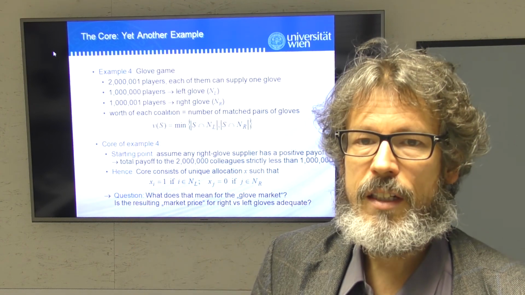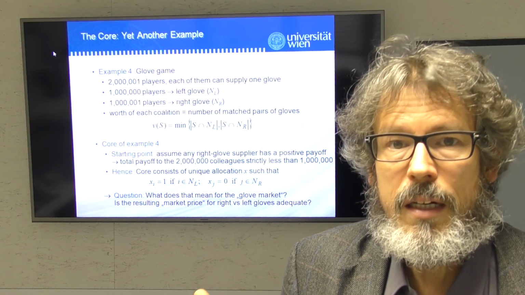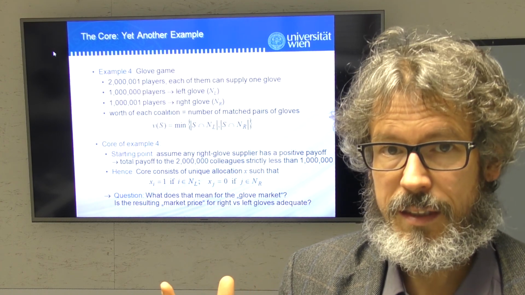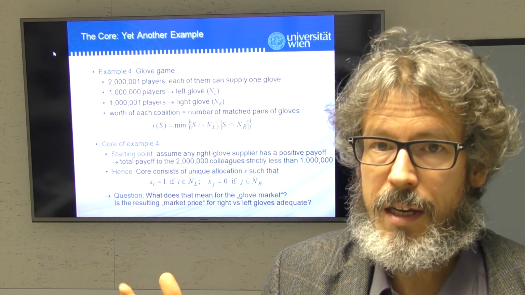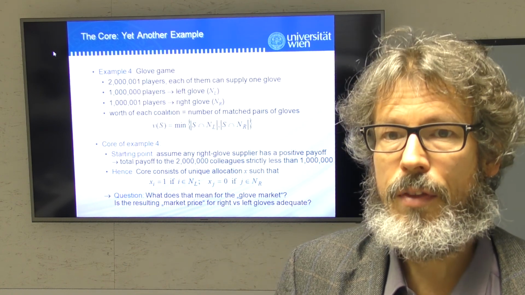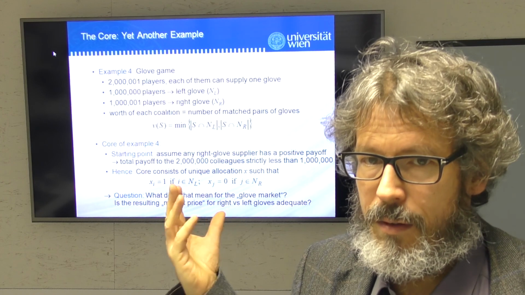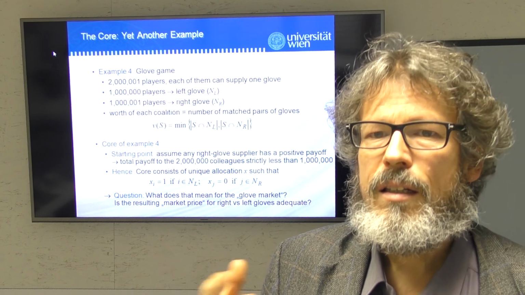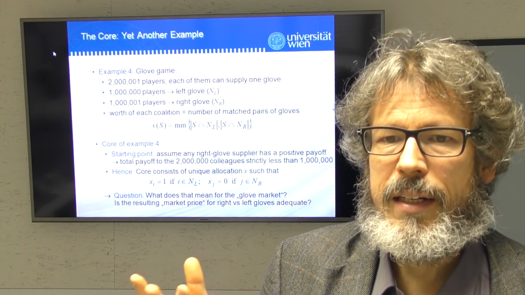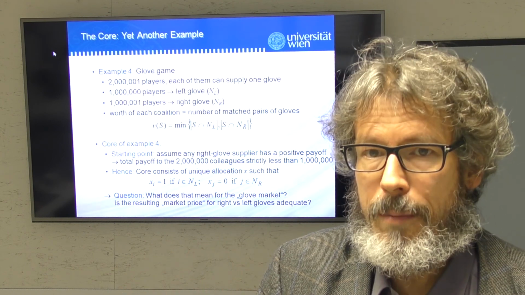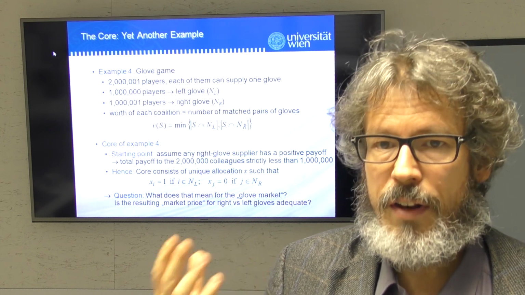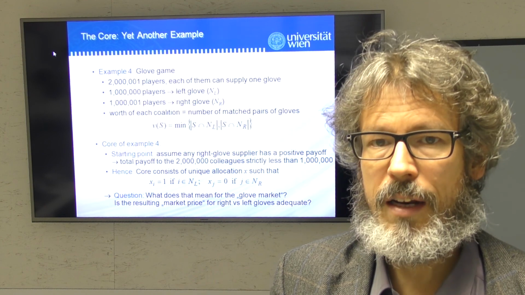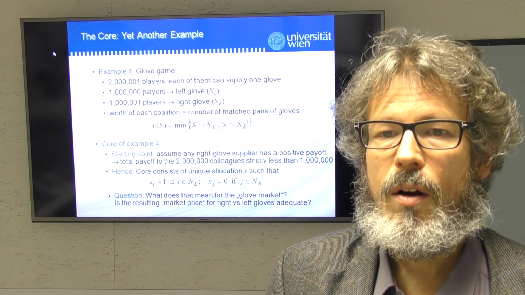So this example already shows us that the core is an appealing solution concept for cooperative games, but it also seems to have weaknesses. It can be empty, there can be more than one allocation within the core, and apparently, as is the case with the last example, the core does not really reflect appropriate market powers as you would expect them. And therefore, in the next lecture, we will focus on an alternative solution concept, the so-called Shapley value, which somehow improves on these aspects.